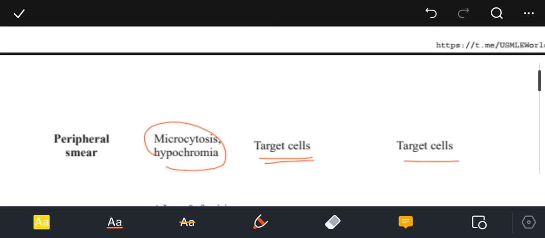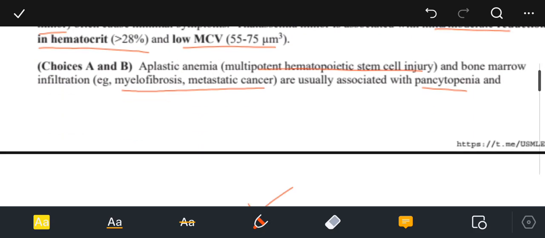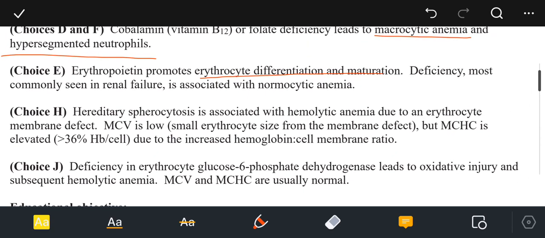The choice H, that is hereditary red blood cell membrane defect. This is not the option of choice because hereditary spherocytosis is associated with a hemolytic anemia due to erythrocyte membrane defect. Mean corpuscular volume is low, with small erythrocyte size from the membrane defect, but MCHC is elevated, more than 36% hemoglobin, due to the increased hemoglobin to cell membrane ratio.